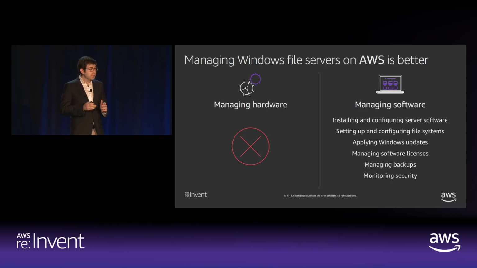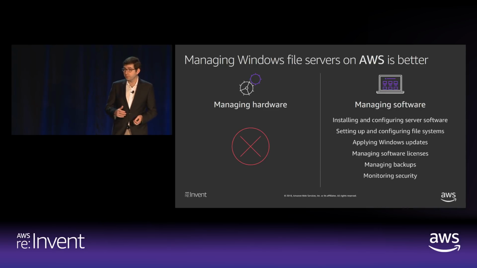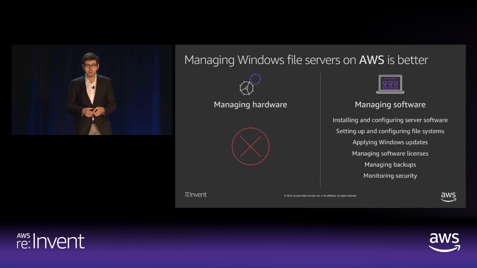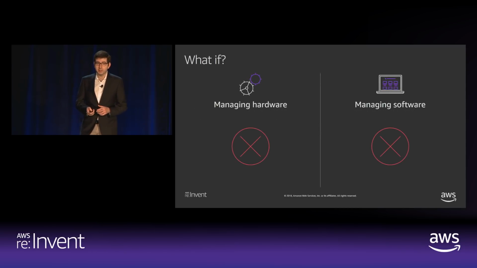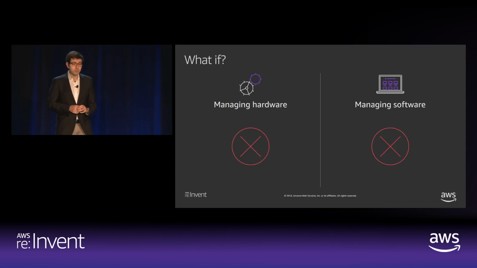And it gets significantly easier if you're running those Windows file servers on the cloud. That's because the headaches tied to managing the hardware are gone, so you can easily spin up and spin down EC2 and EBS volumes. You don't need to manage the underlying hardware, but you still need to manage the software. And so customers have been telling us that they don't want to manage the hardware or the software. And that's what we set off to solve for customers with FSx.